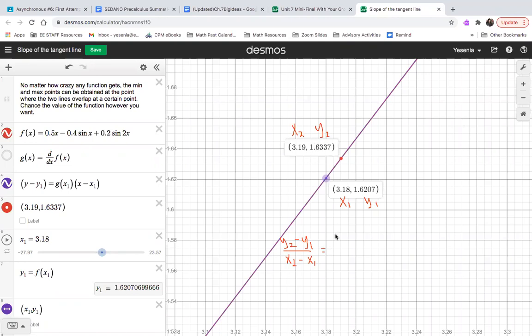So Y2 is going to be 1.6337 minus, and my Y1 is right here, 1.6207, all divided by, crooked division sign, I know, X2 minus X1. So 3.19 minus 3.18. Now we've got to use a calculator and calculate this. I'm going to use my phone, and I'm just going to do it separately, top and bottom.